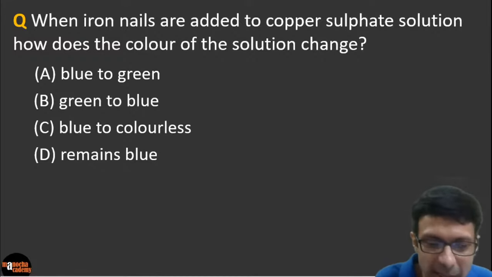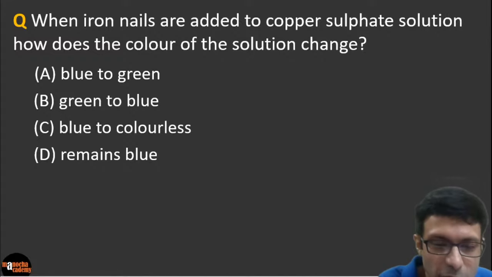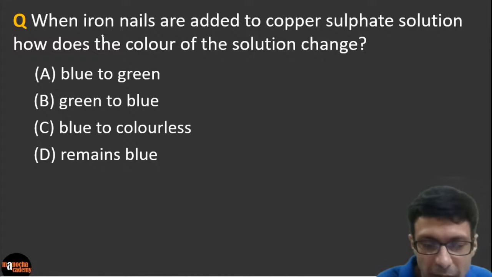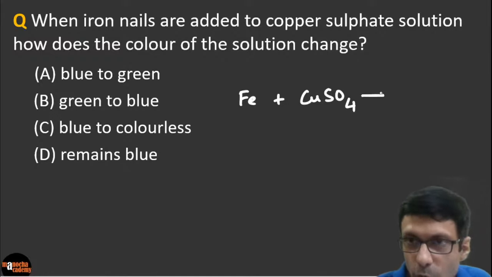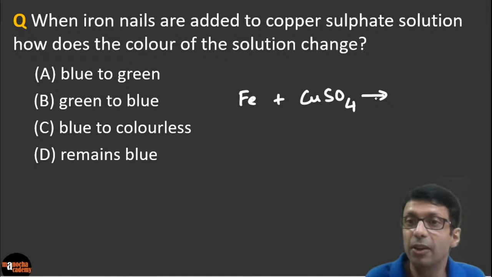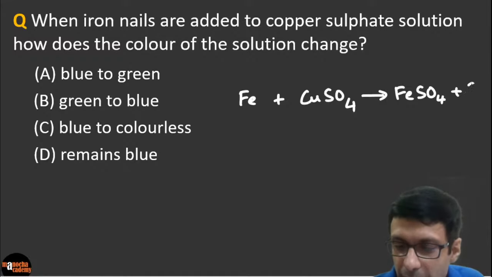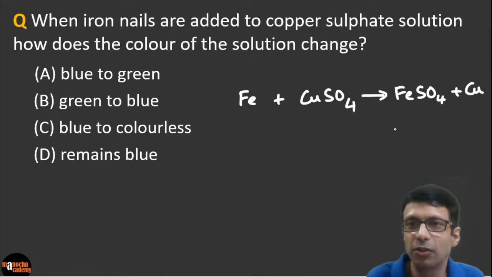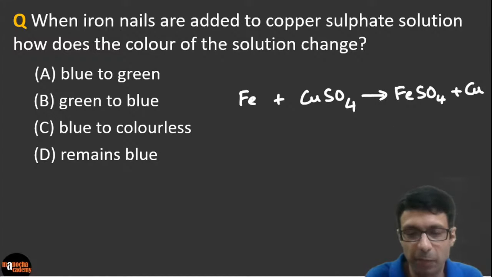All right, excellent. I see many answers here. So let me show you the trick of how to analyze this question. So in chemistry, always think in terms of reactions, right? So iron nails are added to copper sulfate. So Fe plus copper sulfate, right? So what do you think the reaction is going to be? Iron is more reactive than copper, so it's going to displace it. So we are going to get FeSO4, ferrous sulfate, plus copper. Do you guys agree with this reaction? Simple, right? Iron plus copper sulfate gives ferrous sulfate plus copper.